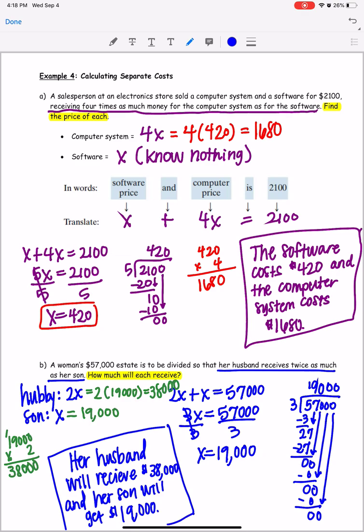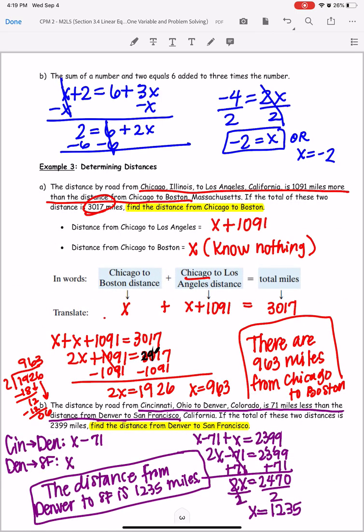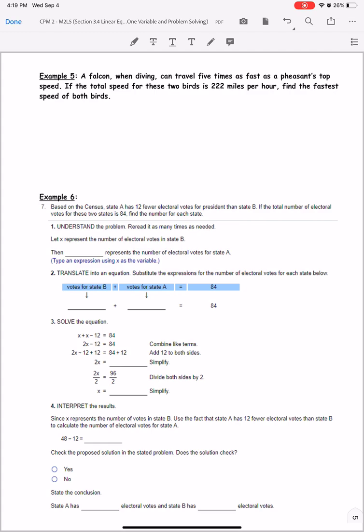And by the way, all of these are super easy to check. Like on this one, if you add up 38,000 plus 19,000, you're going to get your 57,000, what this needs to be. So this checks out. Same thing up here. If you add up 1680 plus 420, you're going to get 2,100, which was the amount that we had. So these are really easy to check to make sure you've done it right. I don't remember what this problem over here was, but these are easy to check.